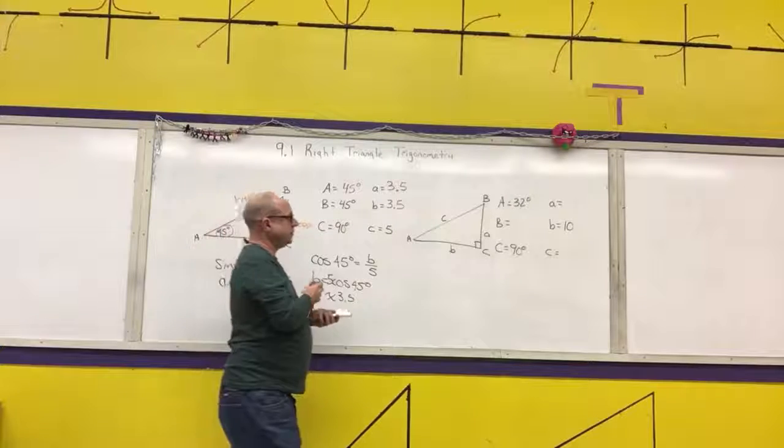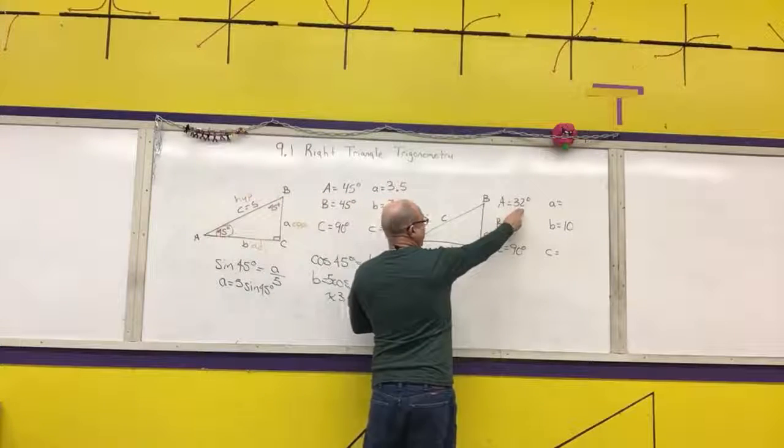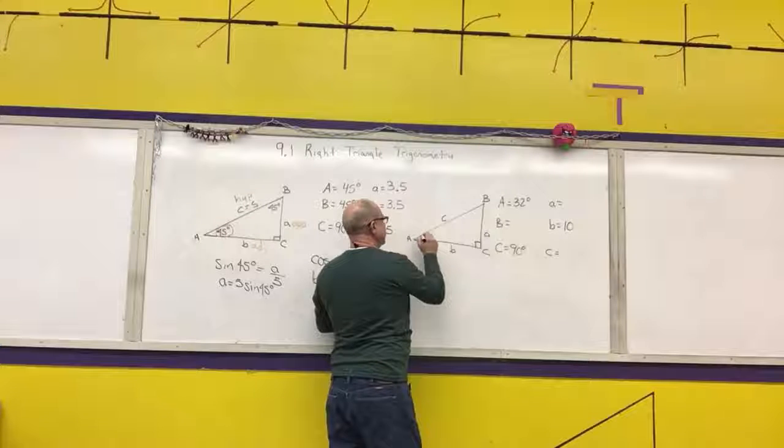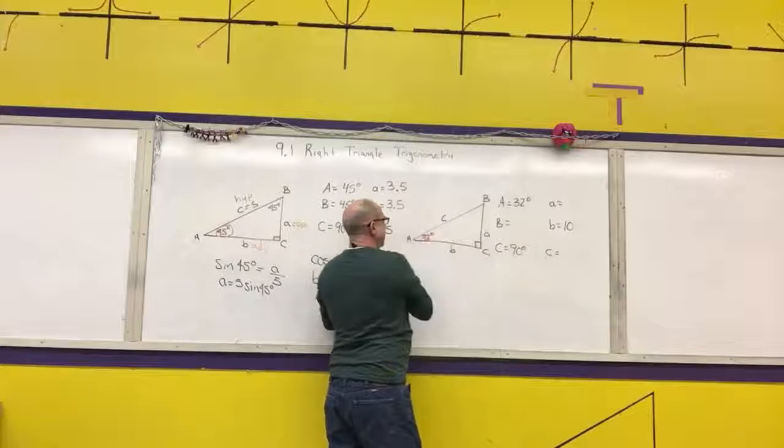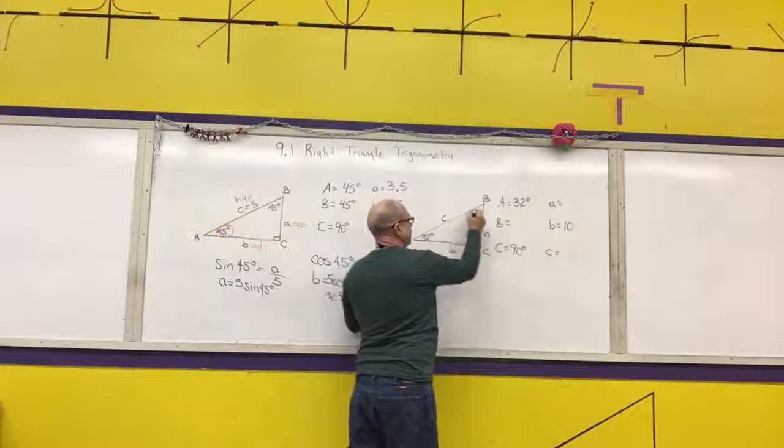Let's do another one. 32 degrees is my A. 90 minus 32 is 58.